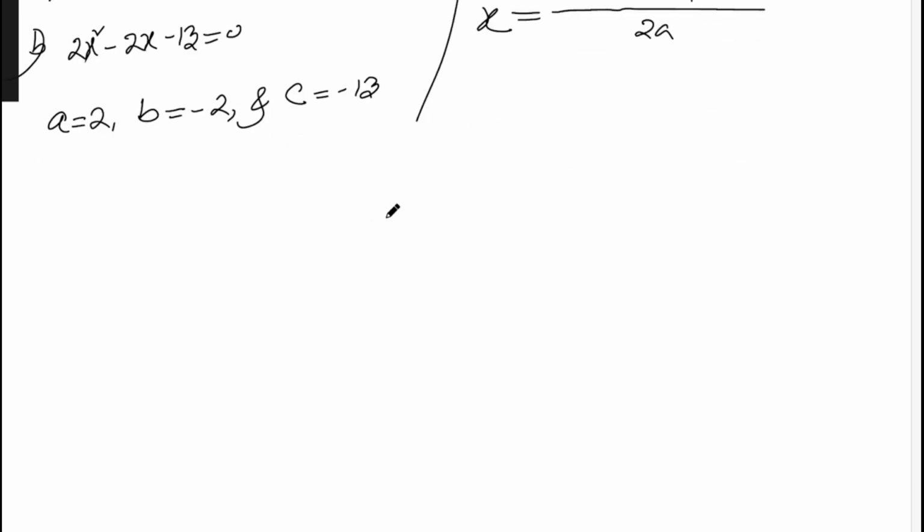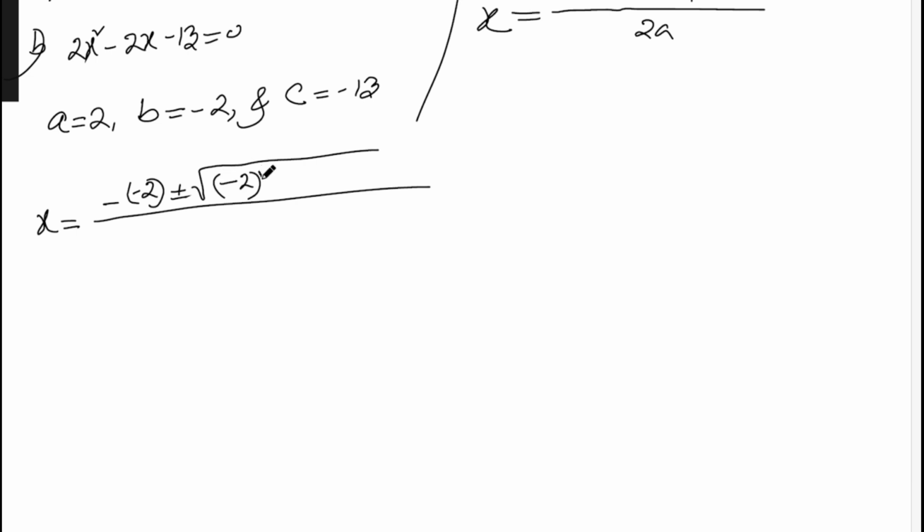So if we put this value in the quadratic equation, we will get x is equal to minus into minus 2 plus minus square root of minus 2 whole square minus 4 multiplied by 2 into minus 13 over 2 multiplied by 2.